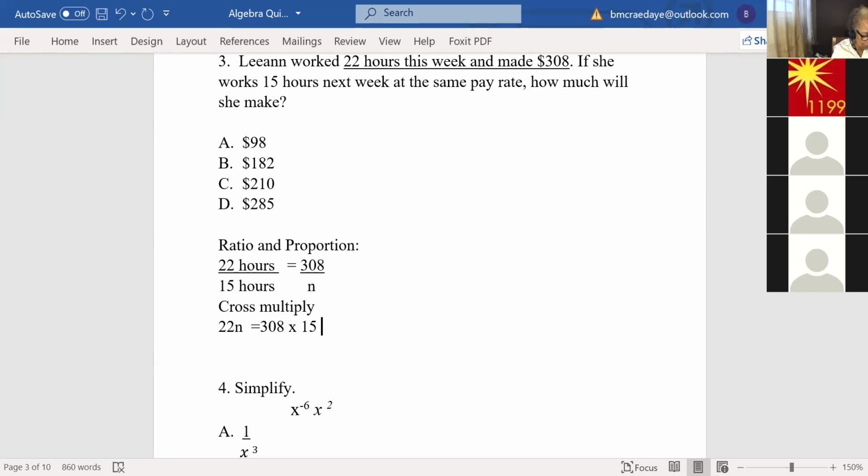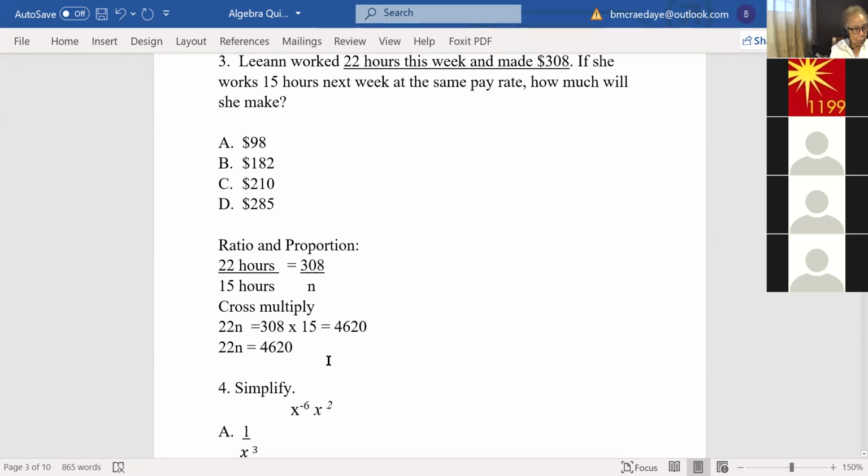What is 308 times 15 equal to, Audrey? 4,620. Let's see, what did you get, Audrey? I get 4,620. That's correct. Now you have 22N equals 4,620. So let's just write this, 22N equals 4,620. What's your next step, Audrey?